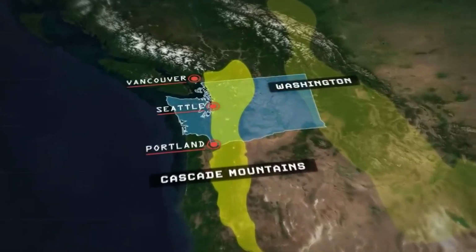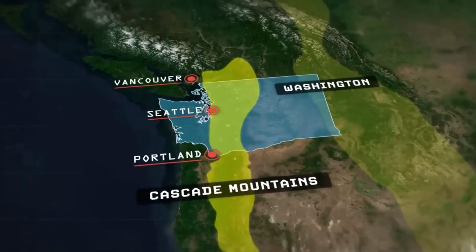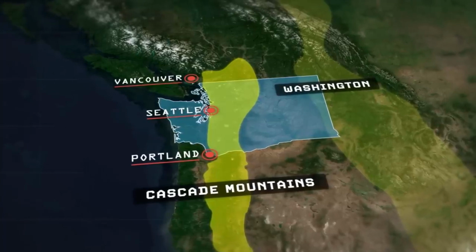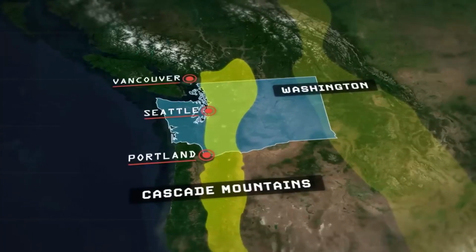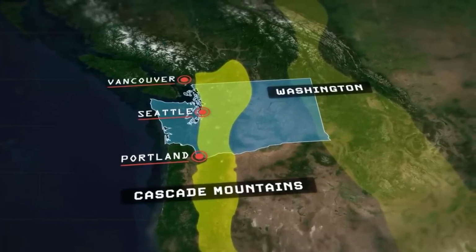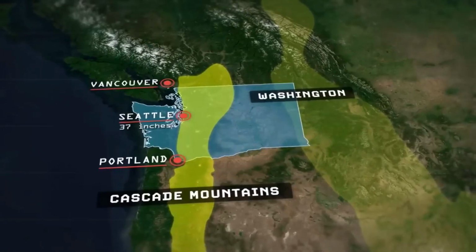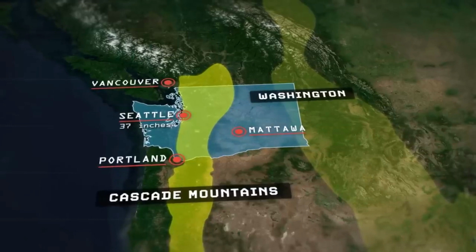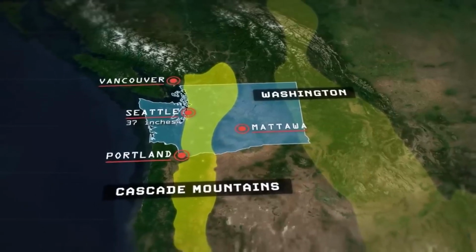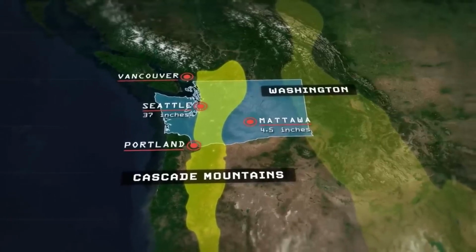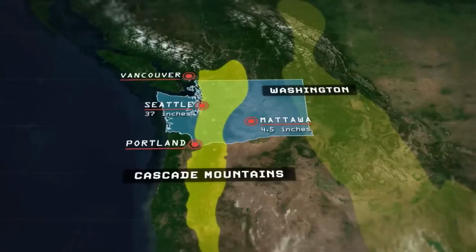Washington State itself could not be any more climatically different than between its west and east because of these mountains. Seattle, to the west of the Cascades on the narrow coastal plain exposed to the Pacific, receives 37 inches of rain a year, whereas the small town of Mattawa, just over on the eastern side of the Cascades, receives only 4.5 inches of rain per year, which is about the same as infamously dry Las Vegas.